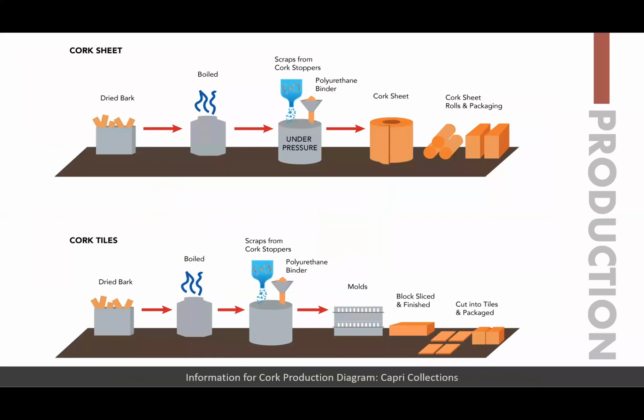So as we look at what the production looks like, you have cork sheet, which can also be used for underlayment under other types of floors or cork flooring. It is boiled, as we discussed, and then the scraps from the cork stoppers go in with a polyurethane binder to make a cork sheet. The difference for cork tiles is that it's placed in molds, and these molds are then sliced into blocks, finished, cut into tiles, and packaged for shipping.